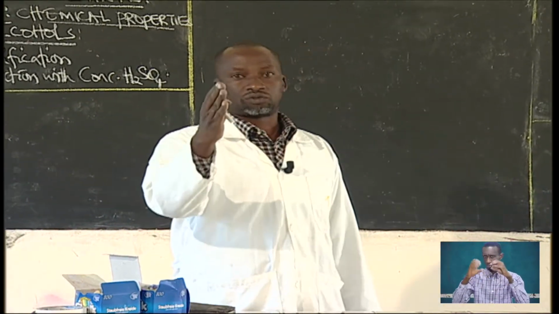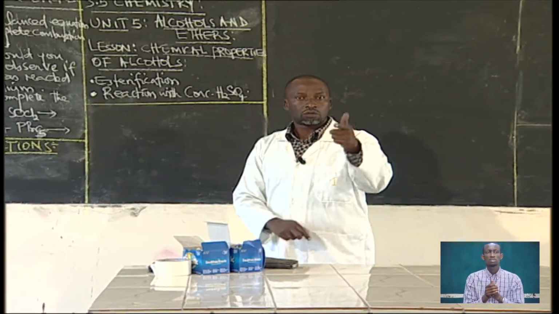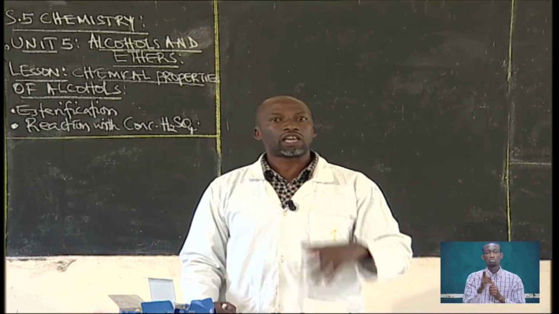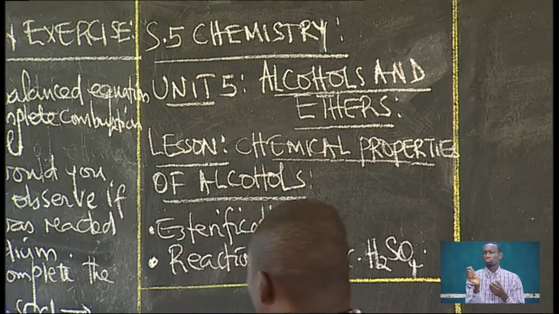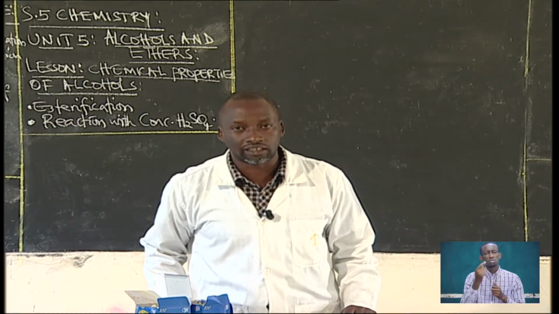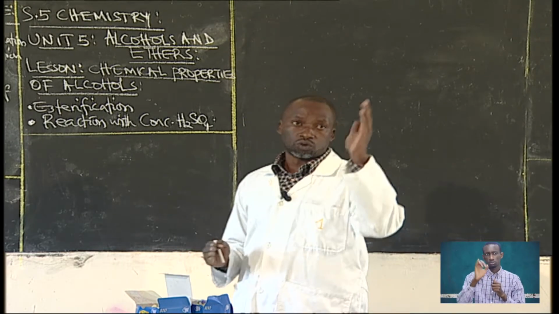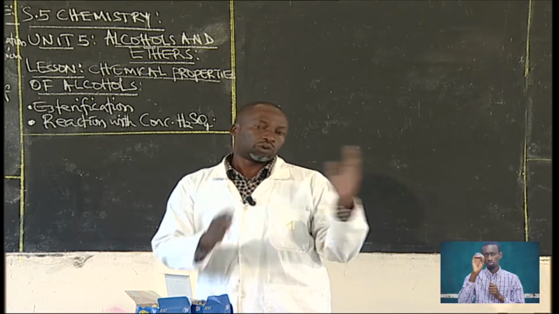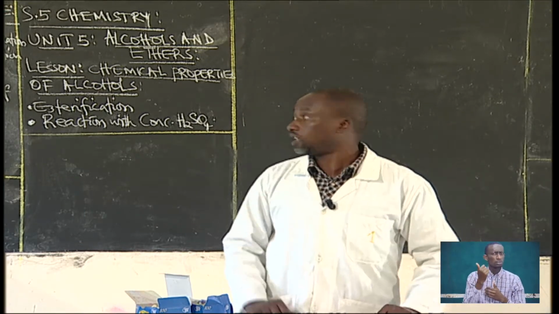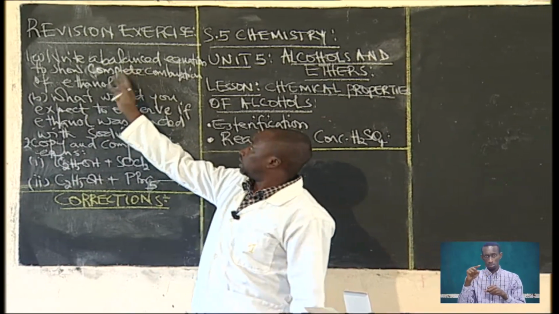By the end of today, we'll be able to look at esterification. We'll know how to write the equation for esterification and what it means. We'll be able to look at the reaction with concentrated sulfuric acid. But before we proceed, can we first go through some of the work that we did in the previous lesson, and do the corrections together. Here is the exercise that we have to go through together.